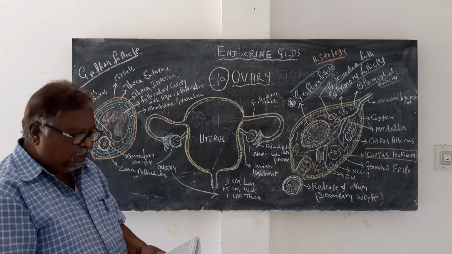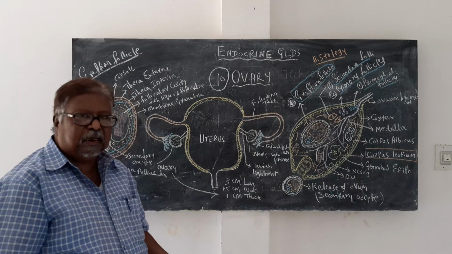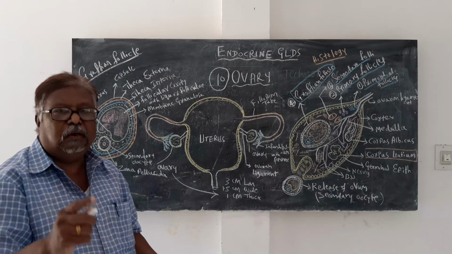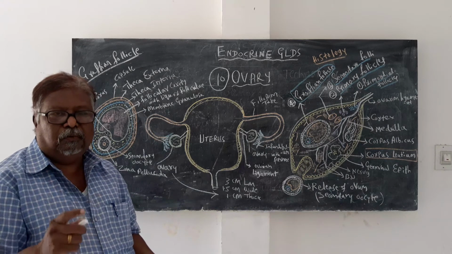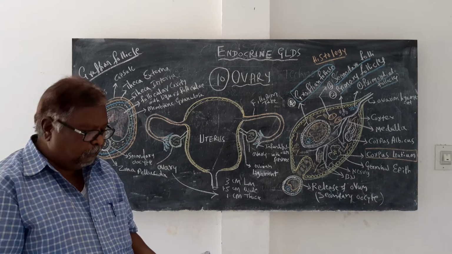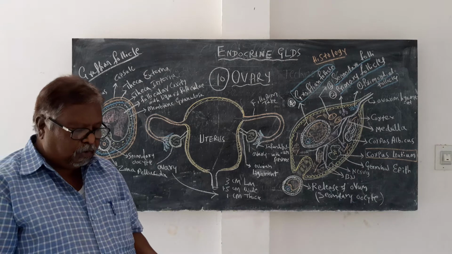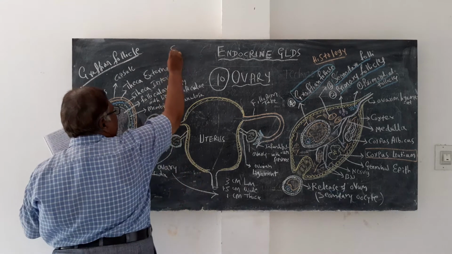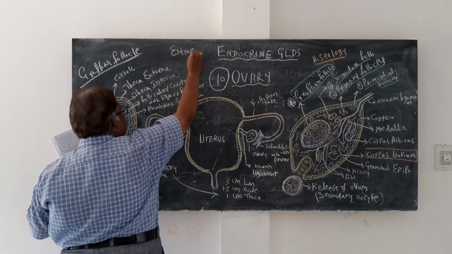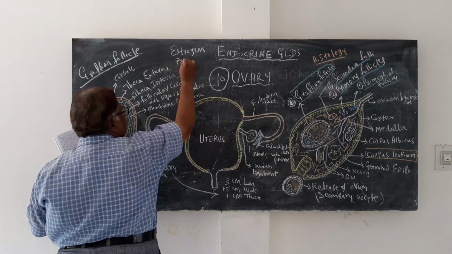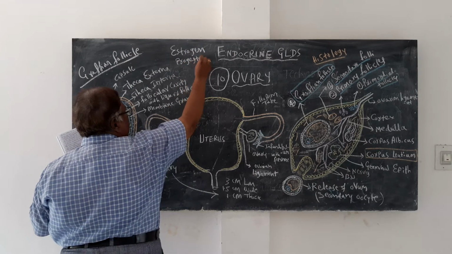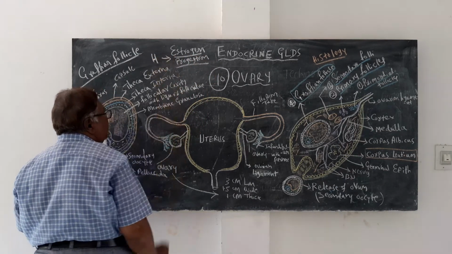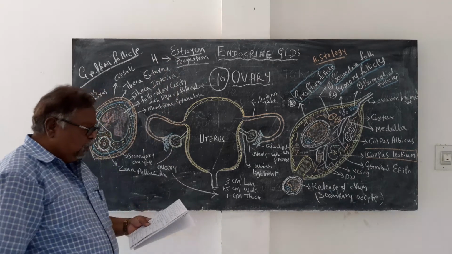The primary function of the ovary is to produce ova or the female sex cell. I have already told that the primary function of the ovary is to produce ova or the ovum, which is a female sex cell. It also produces hormones such as estrogen and progesterone. So these are the hormones produced by the ovary. The hormones produced by the ovary are estrogen and progesterone.